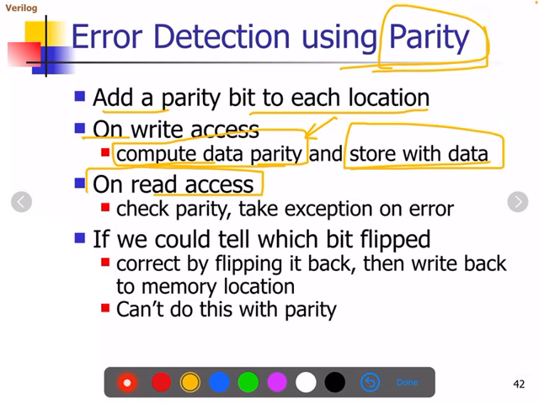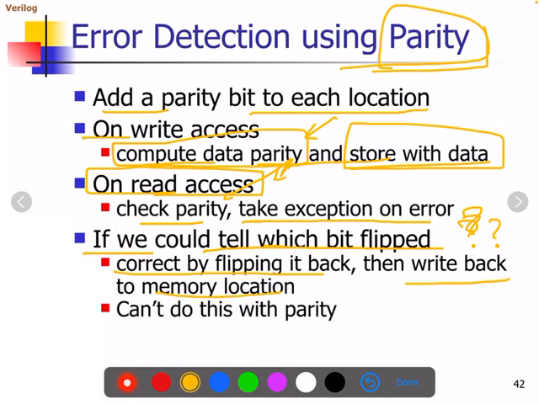Once we start reading the data, check the parity, because we have already calculated the parity of the data while storing. While reading, check the parity, and if the parity doesn't match, then there is an error. Is it possible for us to say which bit has got flipped? That is a question we need to identify, which we are going to understand in the next slide. If it is possible for us to understand which bit has got flipped, then it is possible for us to correct that particular bit by flipping it back and writing that data again to the memory location.